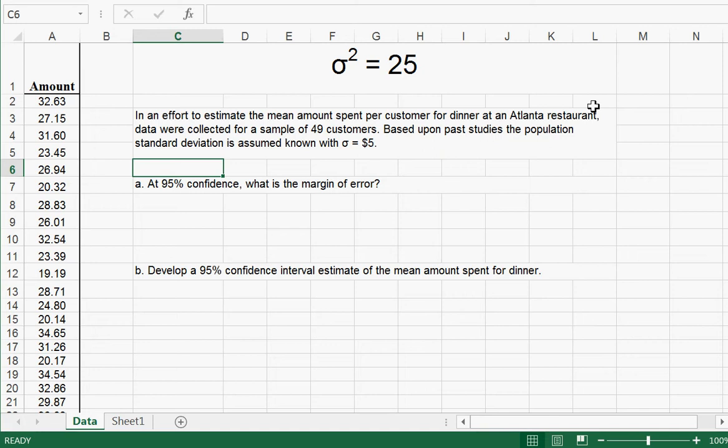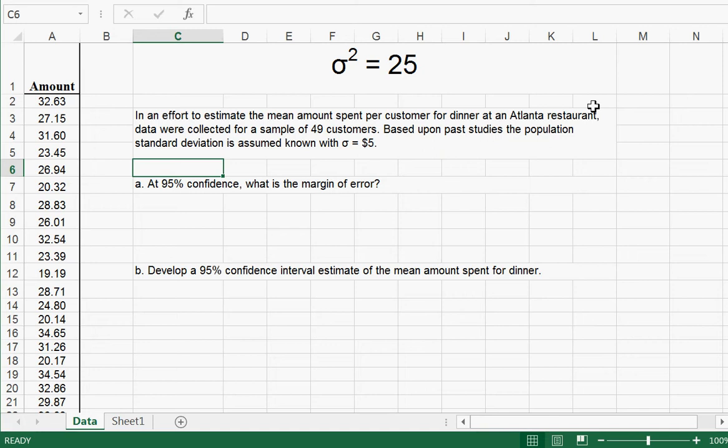And the numbers here are how much people randomly picked from the population in Atlanta spent at an Atlanta area restaurant. That amount is how much they spent on a meal. Okay?